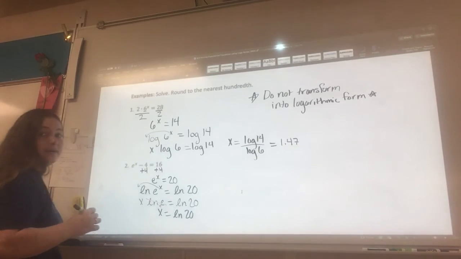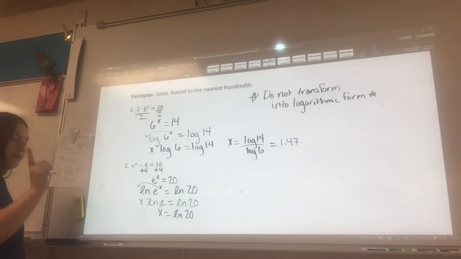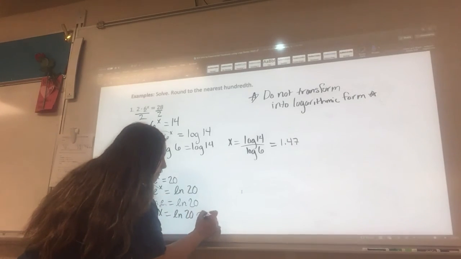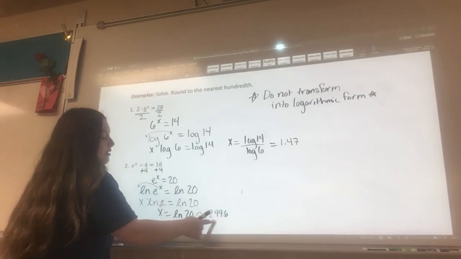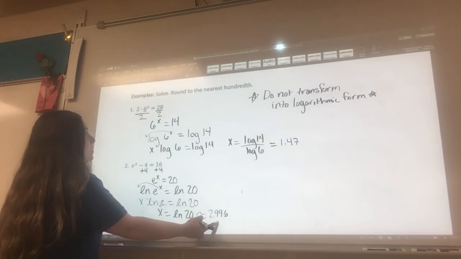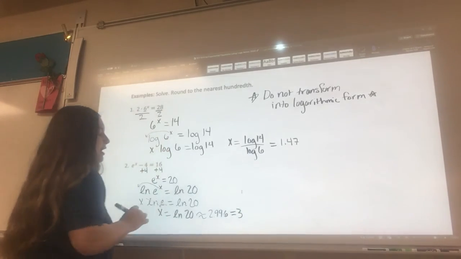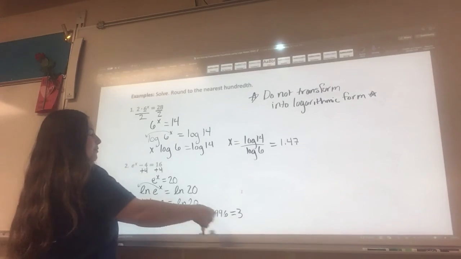How nice is that? Well, since that's it, all we have to do is plug in our calculator, natural log of 20, which is right below that log button on your calculator, as a reminder. And you're going to get approximately 2.996. Well, we can't really round to the hundredths spot, but it is extremely similar to 3. So 3 is okay in this situation. So we're going to get x equals 3.